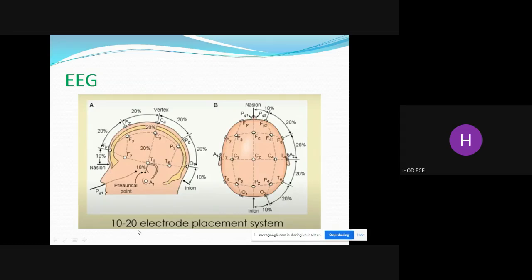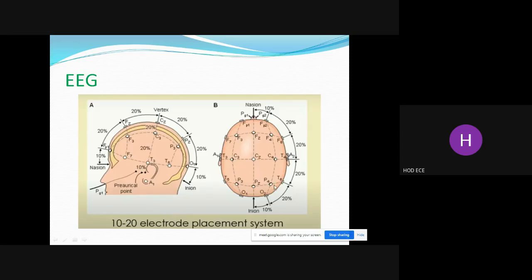This 10 and 20 gives the distance, measured in percentage, from nasion to inion. Nasion means the point just in front of the nose, and inion means the point at the back. Over that distance, the location of each electrode is obtained by observing a distance of either 10% or 20%. This is the international system used for electrode placement, the 10-20 electrode system. This is the top view.